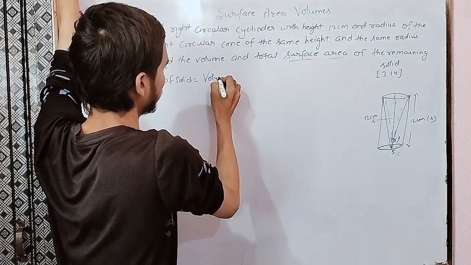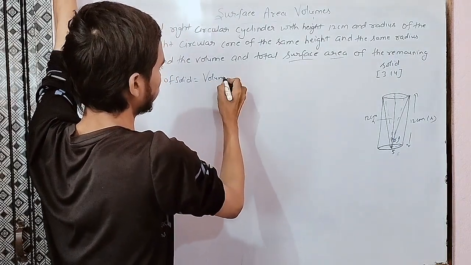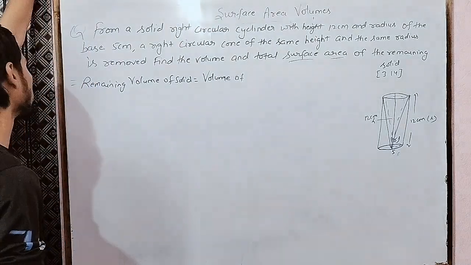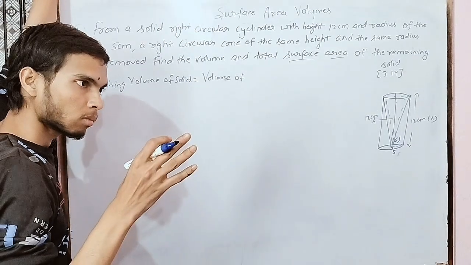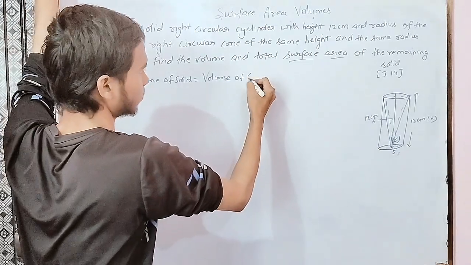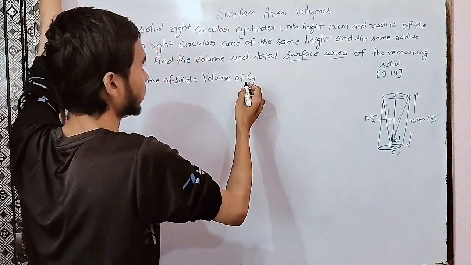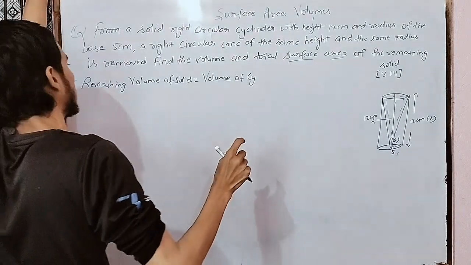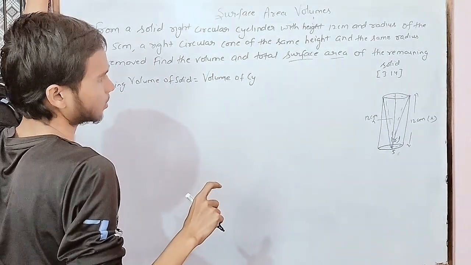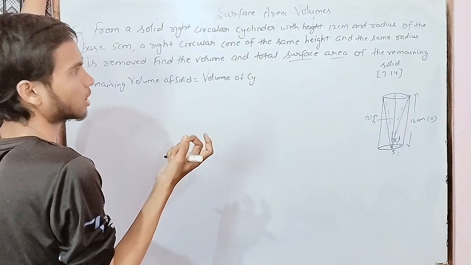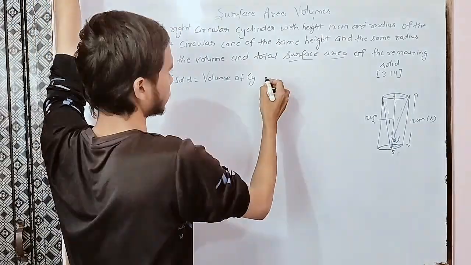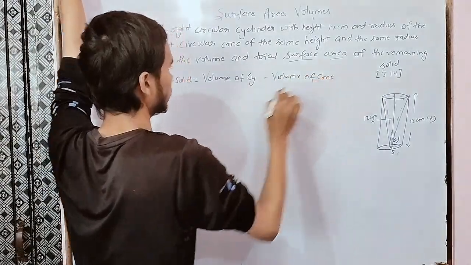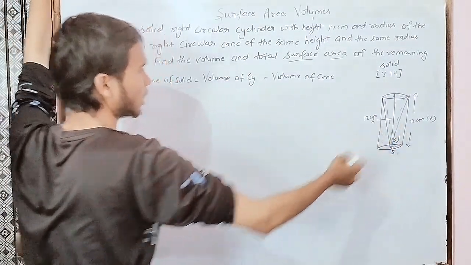So the volume of the cylinder, and we will subtract the cone. The cone is smaller than the cylinder. So we subtract the volume of the cone, then we will have the remaining volume of the solid.